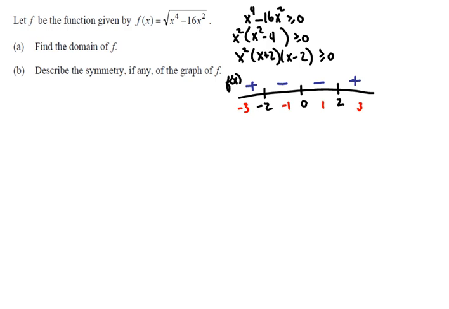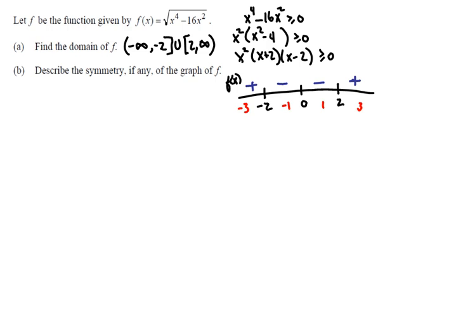And since this function is only defined when x to the fourth minus 16x squared is greater than or equal to 0, our domain will be negative infinity to negative 2 inclusive, along with 2 inclusive to positive infinity. And so that will be the domain of this function.